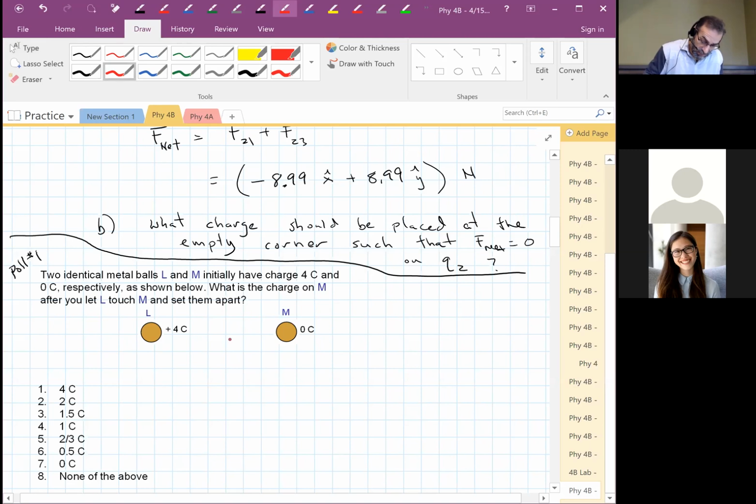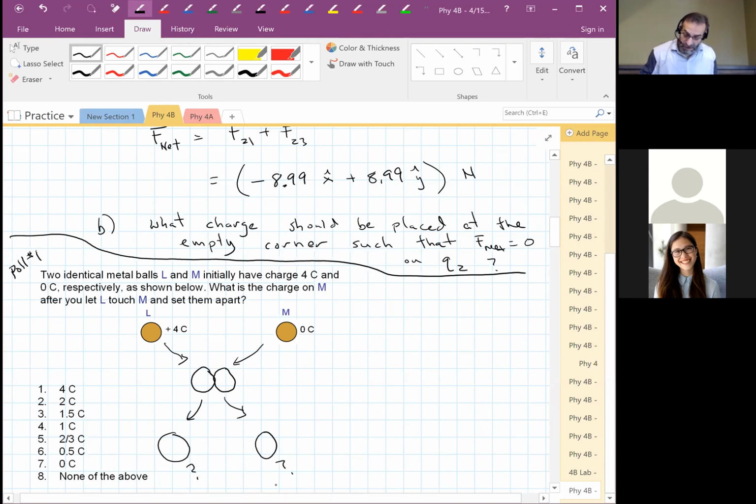Okay, so we've got this situation. We're going to bring them together so that they touch. Then we're going to separate them again. And we want to know what's the charge on each one after we do that.